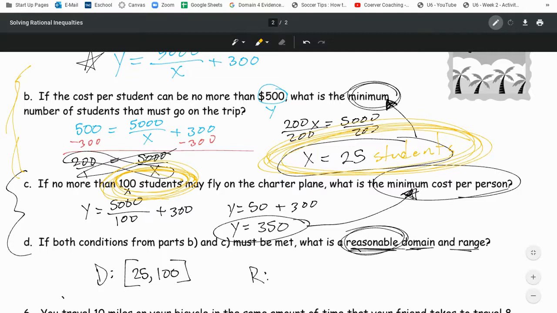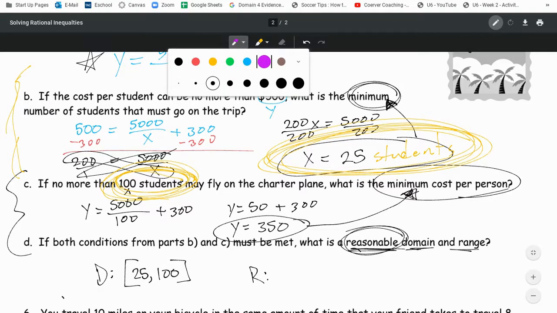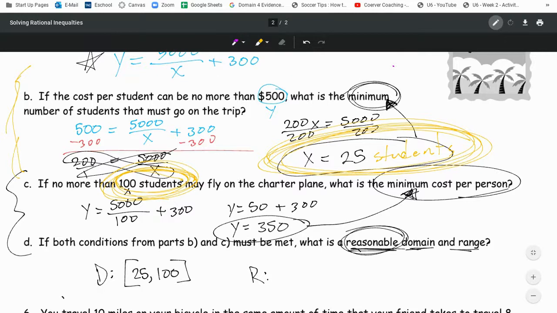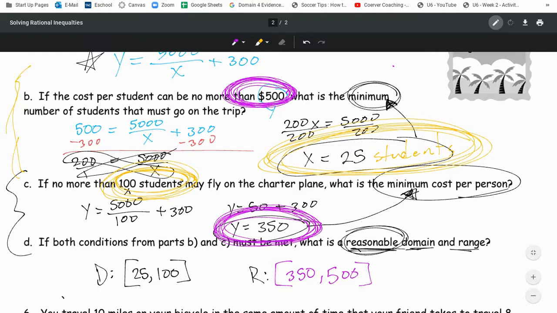And then the range is anything that deals with the cost, right? So we had a cost of 500. We did not want to pay more than 500. So this is going to be our high extreme. And then we figured out the cost right here of 350 is the lowest we're going to pay. So the lowest amount we're going to pay is $350. And the highest we're going to pay is 500. Okay, and so that would be my reasonable domain and range.